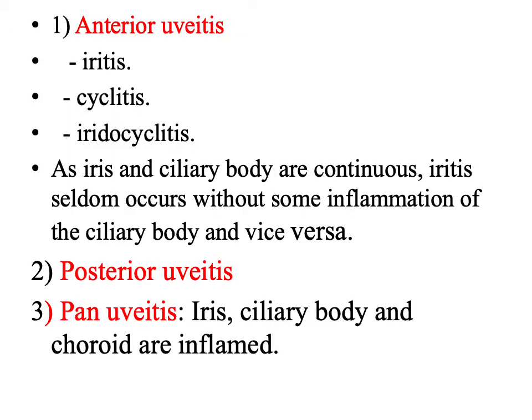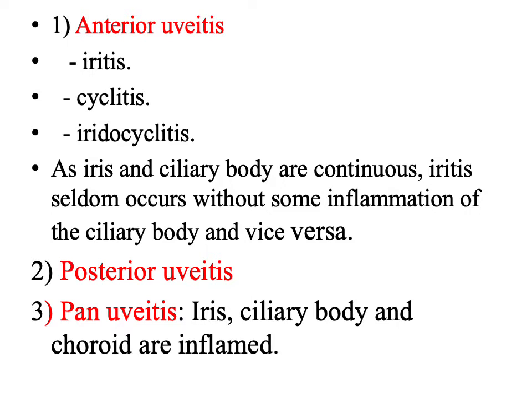Anterior uveitis is iritis, cyclitis, or iridocyclitis, according to the involved part. As the iris and ciliary body are continuous, iritis seldom occurs without some inflammation of the ciliary body and vice versa. Posterior uveitis is inflammation of the choroid and the surrounding structures. Surrounding structures means the retina, the retinal vessels, and the optic disc. So posterior uveitis is choroid inflammation and surrounding structures.